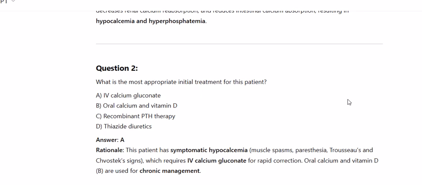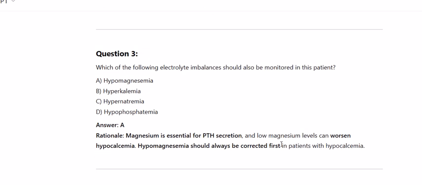Question 3. Which of the following electrolyte imbalances should also be monitored in this patient? A. Hypomagnesemia, hyperkalemia. C. Hyponatremia, hypophosphatemia. Rationale. Magnesium is essential for PTH secretion, and low magnesium levels can worsen hypocalcemia. Hypomagnesemia should always be corrected first in patients with hypocalcemia.